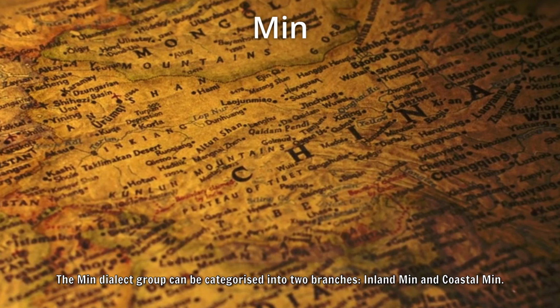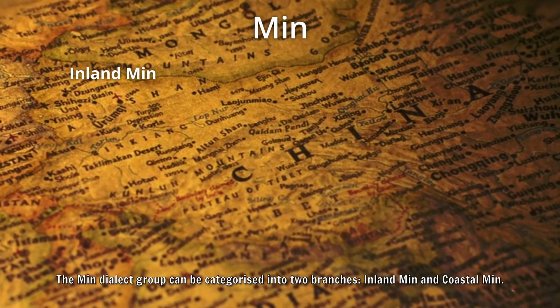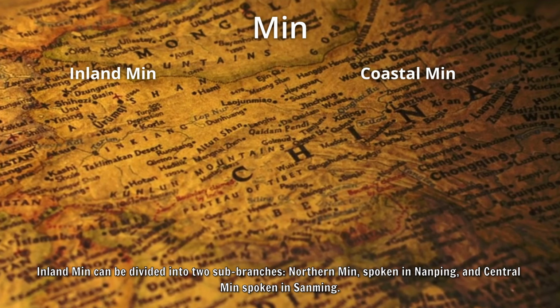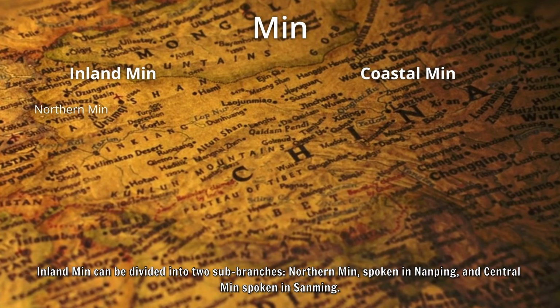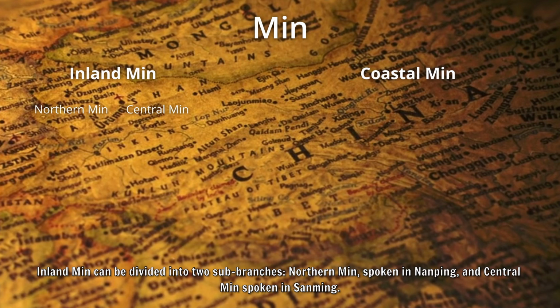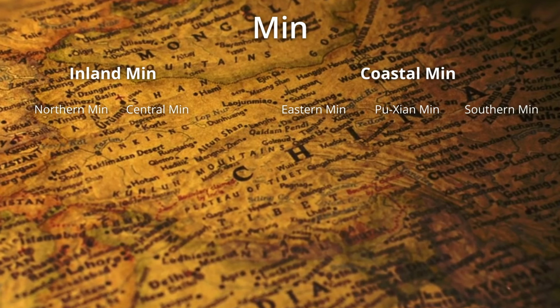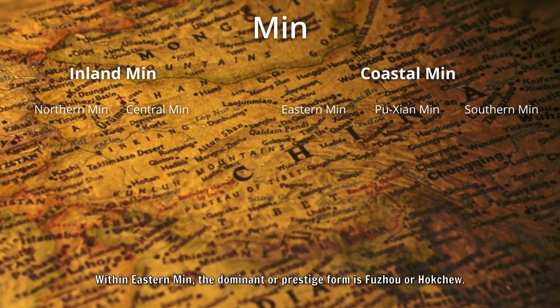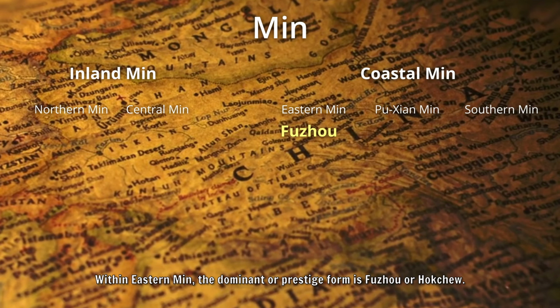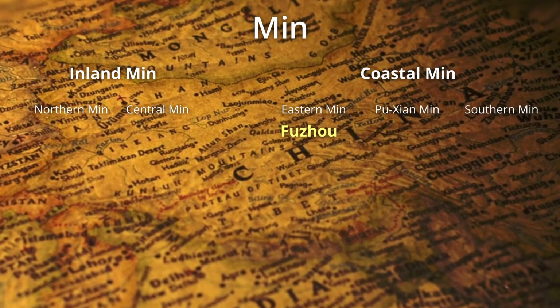The Min dialect group can be categorized into two branches, Inland Min and Coastal Min. Inland Min can be divided into two sub-branches, Northern Min, spoken in Nanping, and Central Min, spoken in Sanming. Coastal Min has three sub-branches, Eastern Min, Puxian Min, and Southern Min. Within Eastern Min, the dominant or prestige form is Fuzhou or Hokkien.